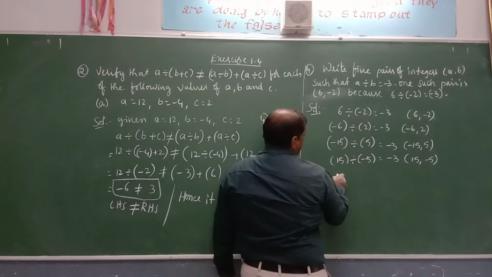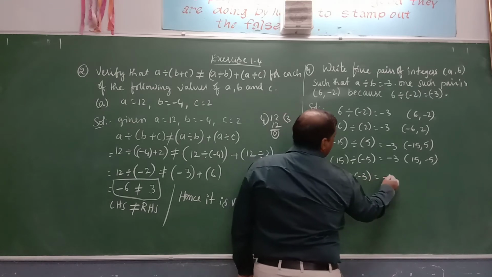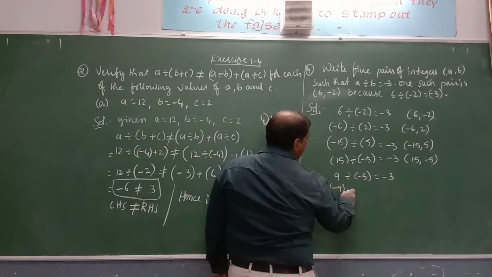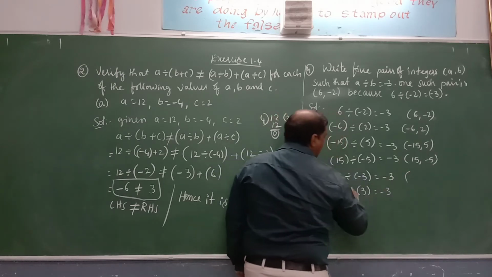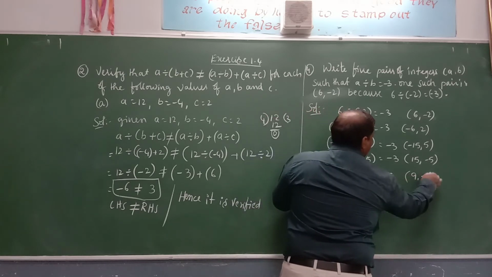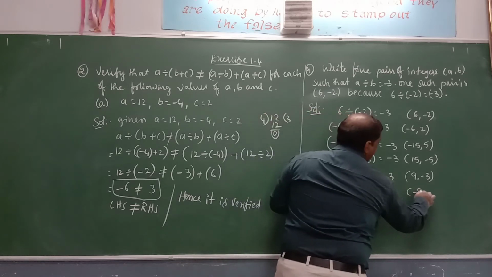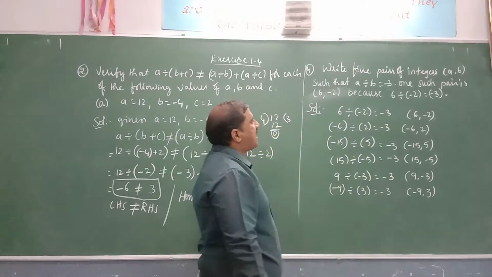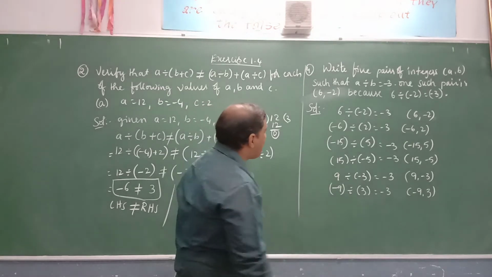It is 9 divided by minus 3. We get 3 3s are 9, and we get minus 3. Similarly, minus 9 divided by 3, we get minus 3. So what is the pair of integers here? It is 9 comma minus 3. Here, minus 9 and 3: minus 9 comma 3. So we wrote 4 pairs of integers which satisfy a divided by b is equal to minus 3.